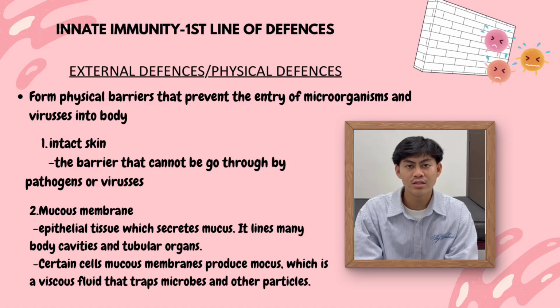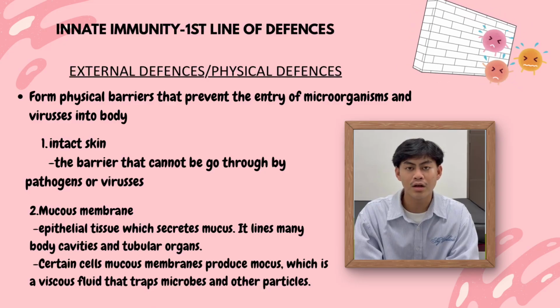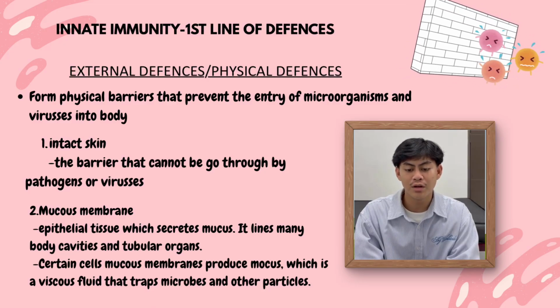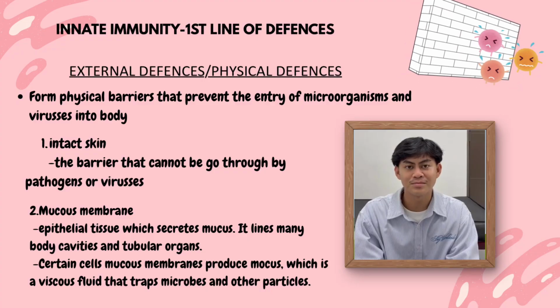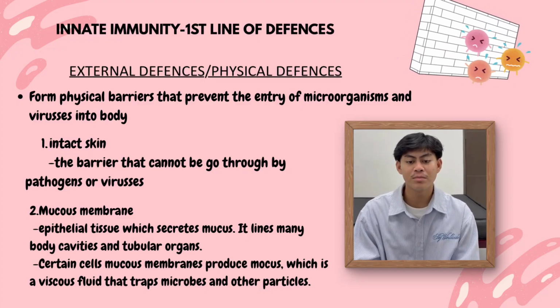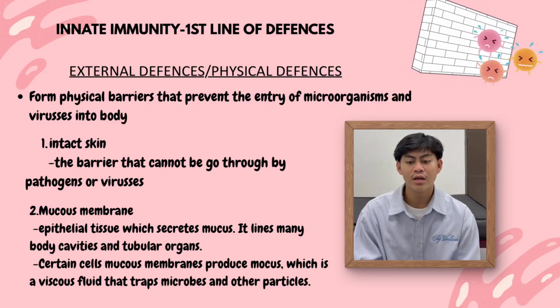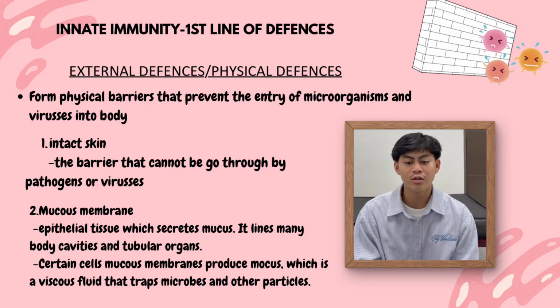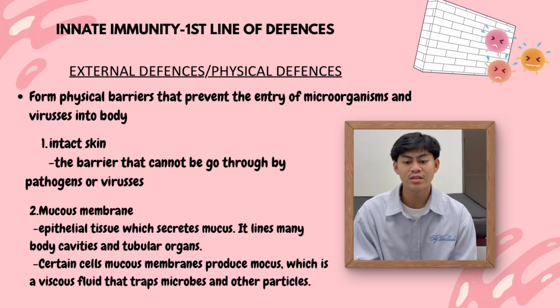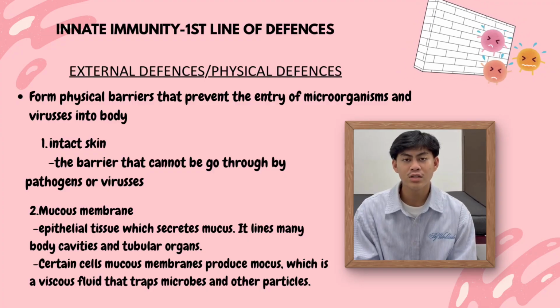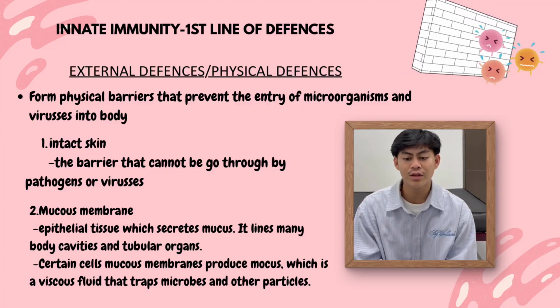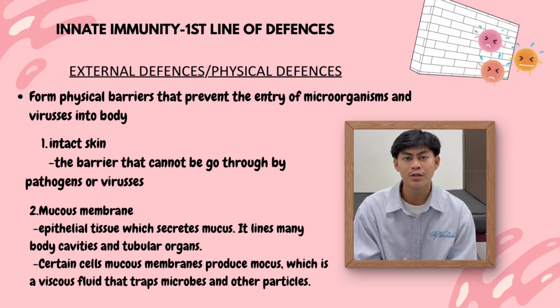The first one is intact skin. Skin is a barrier that cannot be penetrated by bacteria or viruses, although even minor abrasions may allow their passage. The second one is the mucous membrane. It is an epithelial tissue which secretes mucus. It lines many body cavities and tubular organs including the gut and respiratory passages. Certain cells of the mucous membranes produce mucus. Mucus is a viscous fluid that traps microbes and other particles or pathogens.